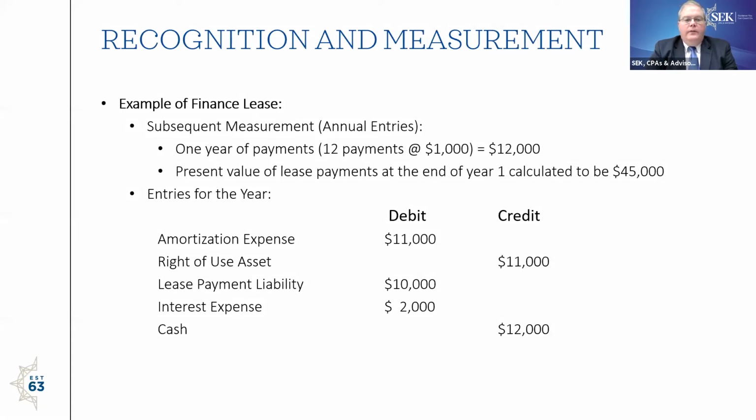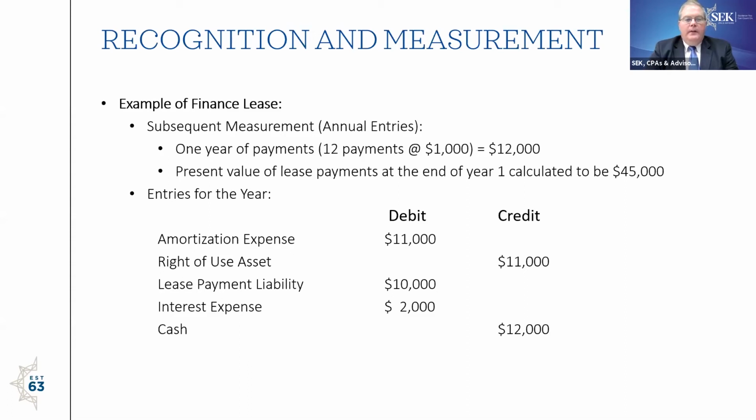So the entries for these, you can see, are a little bit different. So the first entry is to amortize off the right of use asset. You're going to debit amortization expense for $11,000 and credit right of use asset for $11,000. Now the $11,000 is the $55,000, the original amount, divided by the 5-year lease term to get the $11,000 a year, so you can write that right of use asset off.